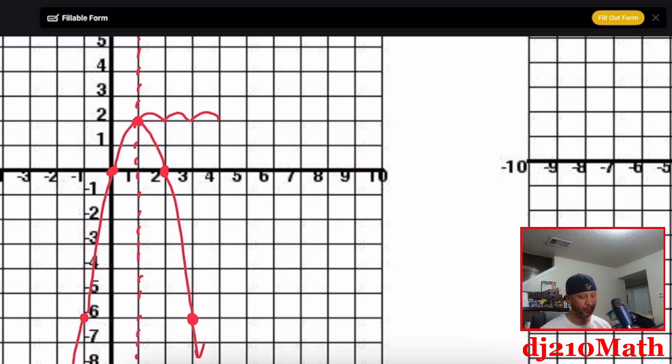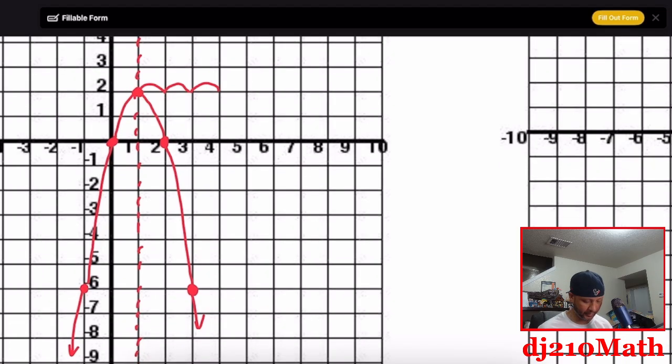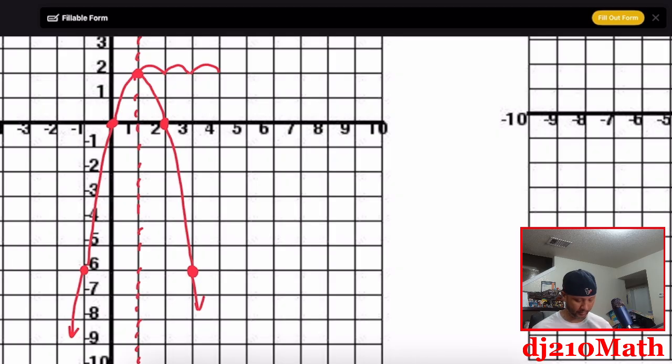And notice how it's like a U towards the bottom, towards the vertex. It's a U, not necessarily a V. It's, well, one is not a V. It's a U.